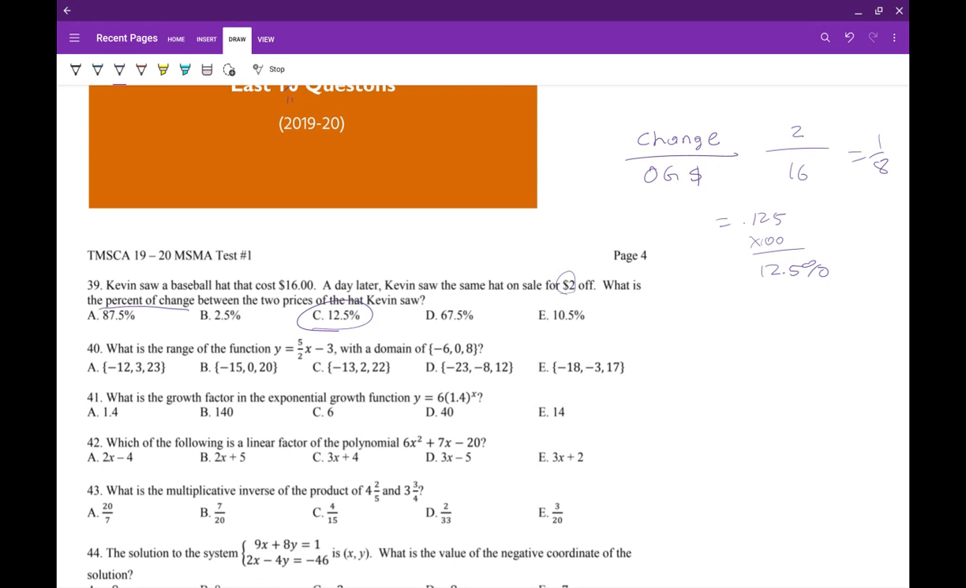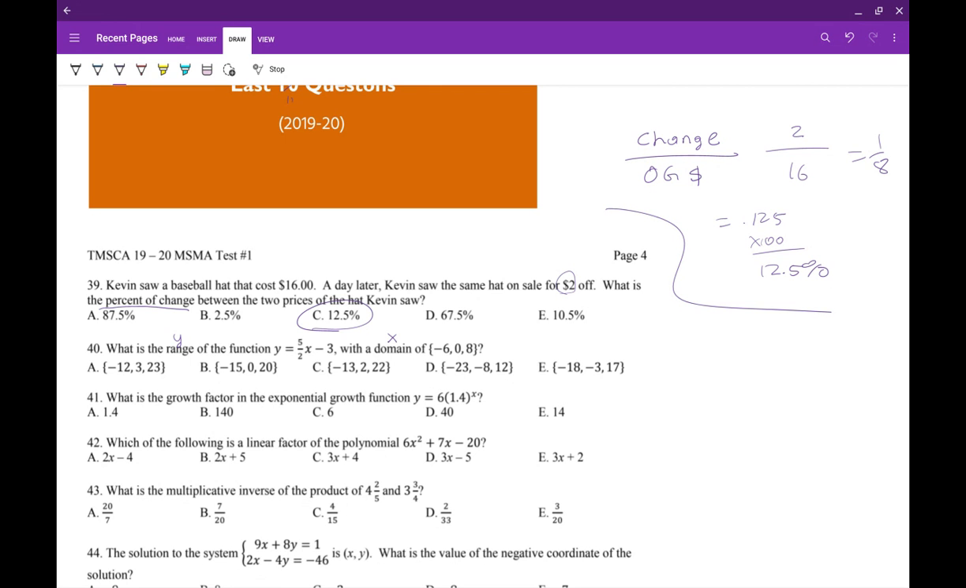That's answer choice C. Now 40 is giving us a function and then it's giving us a specific domain, and it's asking us for the specific range. So a domain is basically all the x values of that function, and then the range corresponds to the y values. So when the domain is -6, 0, and 8, it means the range is the output of those three inputs. So that means we have to plug in -6, 0, and 8 into the function, and then we get our specific range.